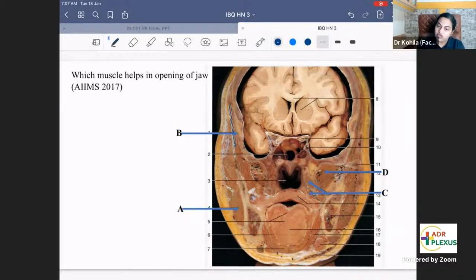You want me to repeat it or it's okay? Okay. Lateral pterygoid, medial pterygoid, temporalis, masseter. Right.